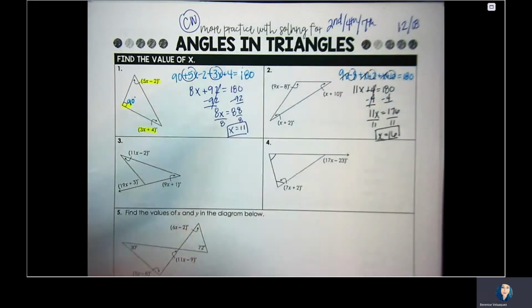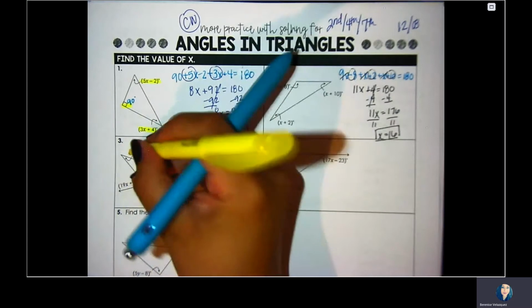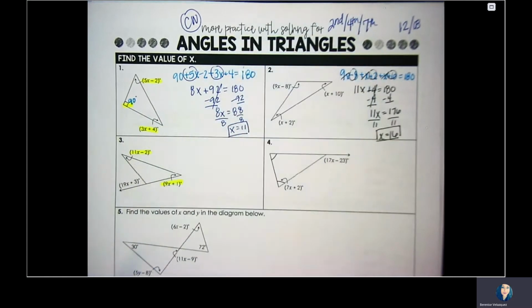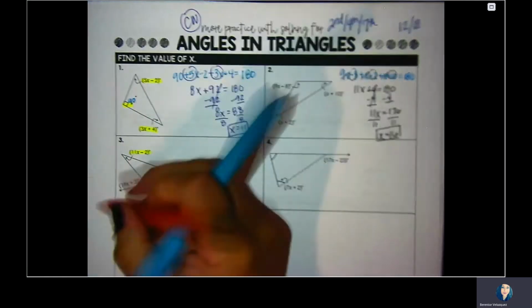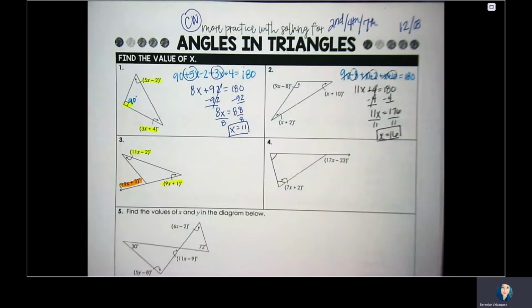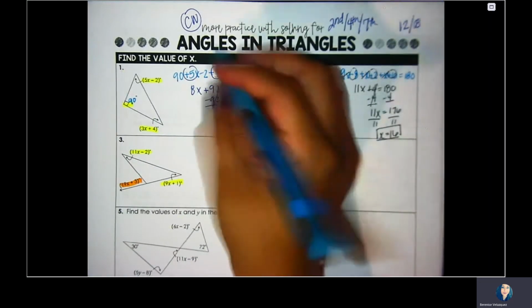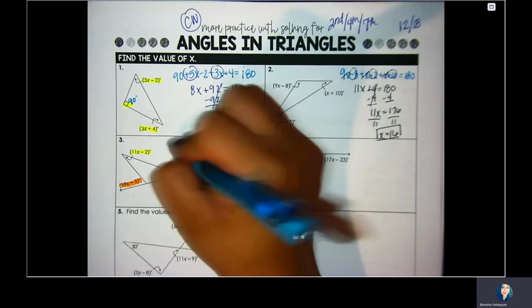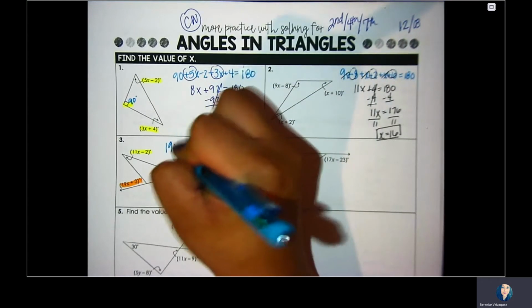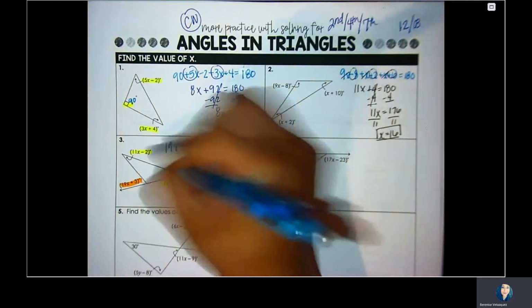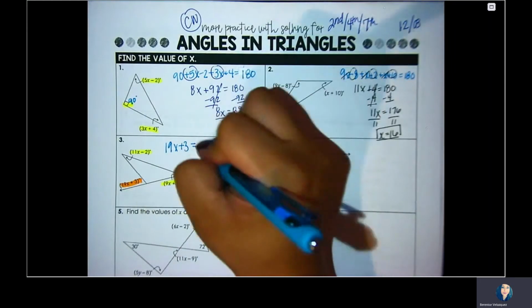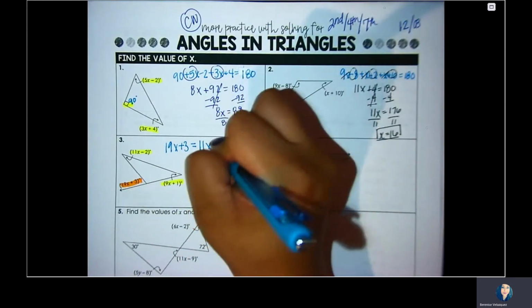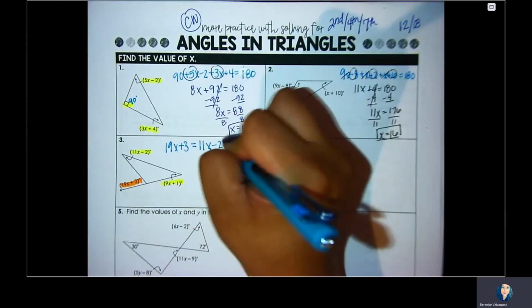Next, and remember we did these in our notes, we have these two on the inside, and we have this one on the outside. So now that you can hopefully see that, we can set this problem up differently. So we take our one on the outside, 9x plus 3, is equal to these two being added together. So 11x minus 2 plus 9x plus 1.